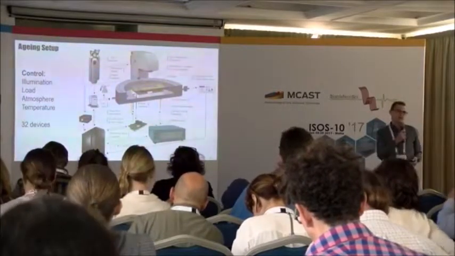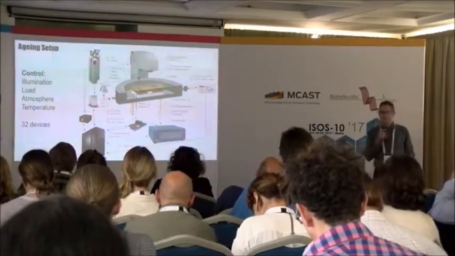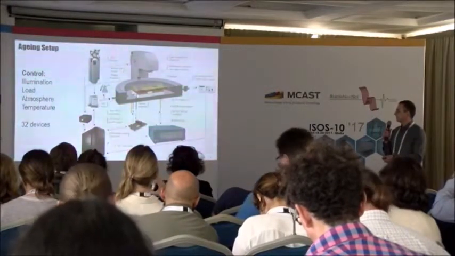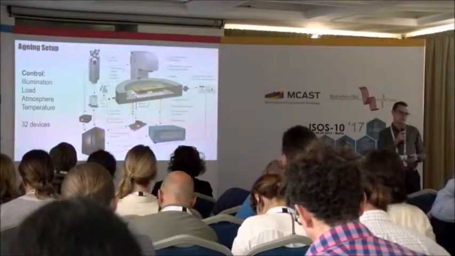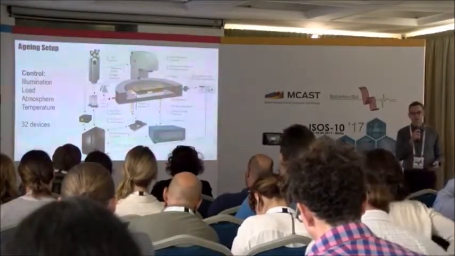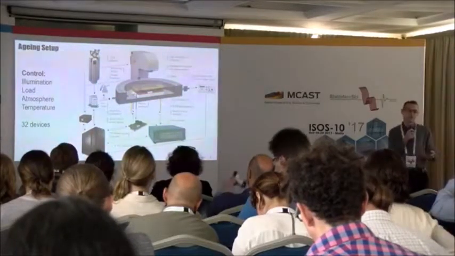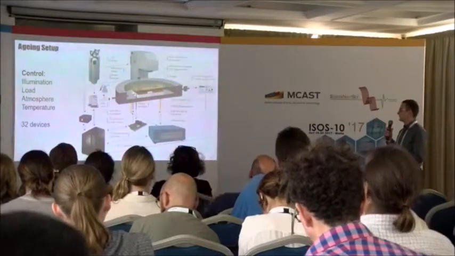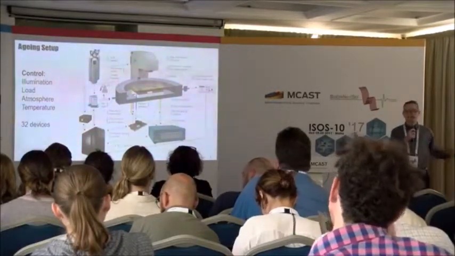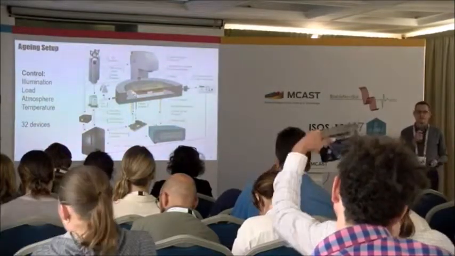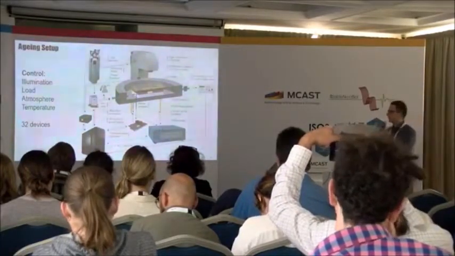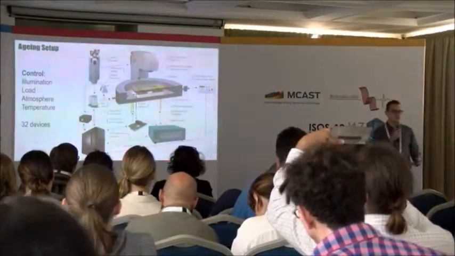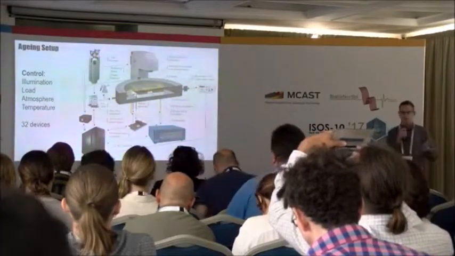And this is the setup we designed specifically for doing aging at EPFL. I'm not going to go into too much detail, but we can control illumination precisely. We can choose xenon or LEDs. If we use LEDs, we can have 5 orders of magnitude of intensity control. Then we can control the load on the device. We can have 32 devices, each at maximum power point or any other point along the JV curve. We can control the atmosphere. We can combine different gas sources through mass flow controllers to precisely tailor the atmosphere to exactly what we want.